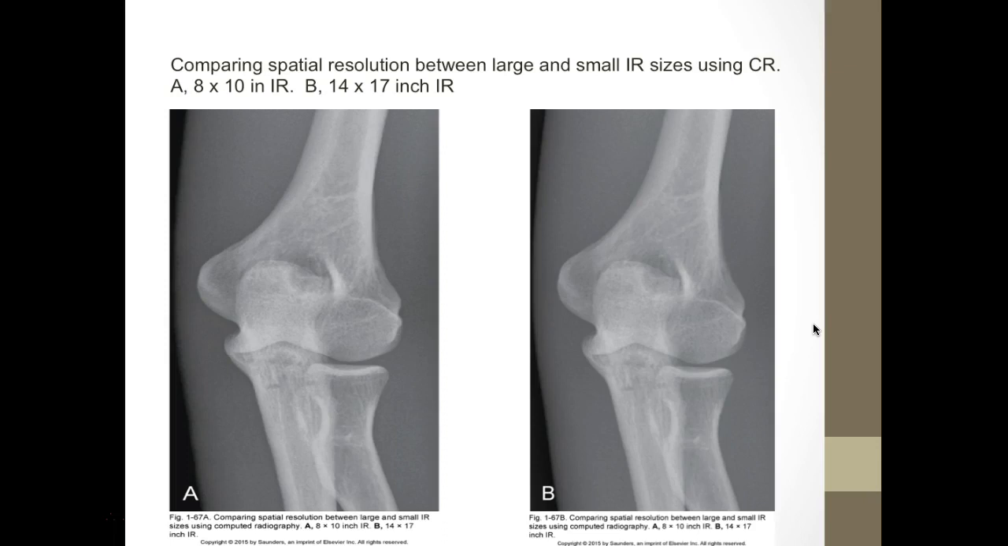So looking at the spatial resolution between using a small and a large image receptor, A is an 8 by 10, whereas B is a 14 by 17. You can see the detail within the 8 by 10 so much better than you can on a 14 by 17. So this is visually the difference that the radiologist needs to see. You can see this line here is a lot clearer here.